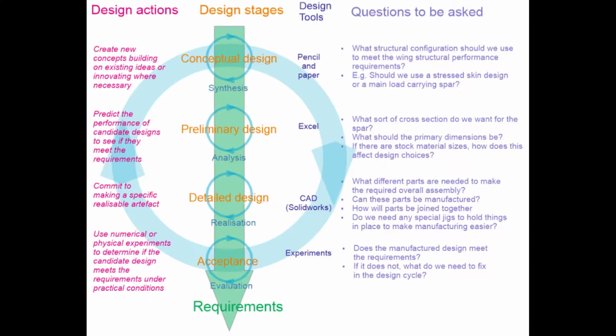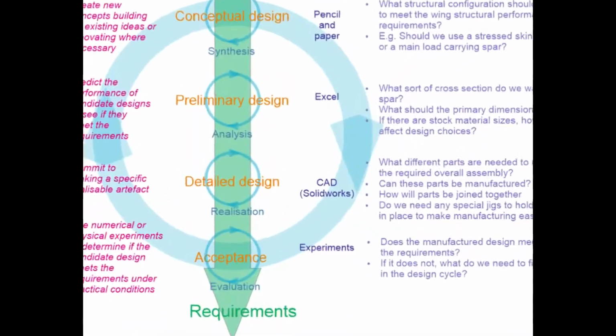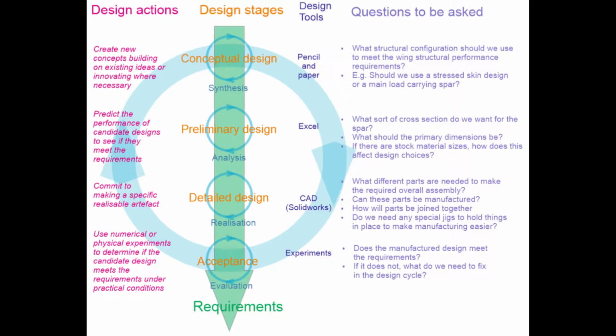The engineering design process consists of 4 given stages: conceptual design, preliminary design, detailed design, evaluation and acceptance. If, after the final step, the requirements aren't met, the whole process starts anew. Otherwise, the product is accepted. In this video, we'll be presenting how we apply these 4 stages to a wing design.